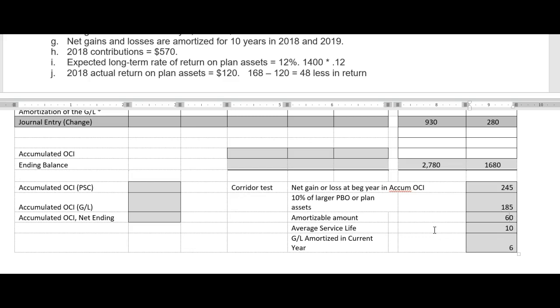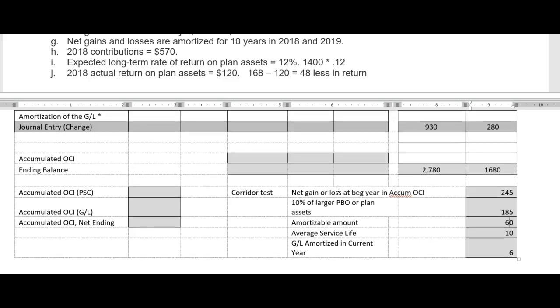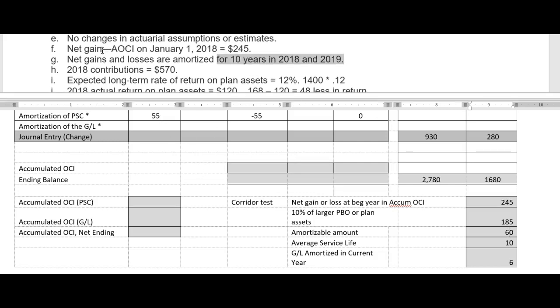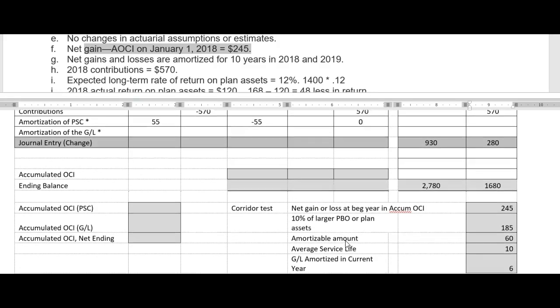That does change every single period, so you always have to check your corridor test before doing your gain or loss amortization. Okay, some problems just give you the amount. Sometimes they tell you the balance and you have to figure it out. So always remember, if it doesn't tell you the actual amortization amount, if you have a balance there, which it did, it said your net gain or loss, it could be a loss position, in AOCI is 245. That tells me either they have to give me the amortization number of 6 or I'm going to have to calculate it on my own. Okay, and that's the corridor test. All right, so we come up with 6.